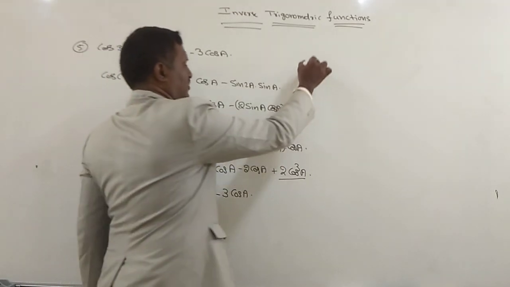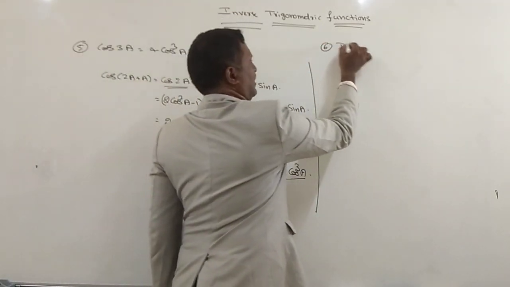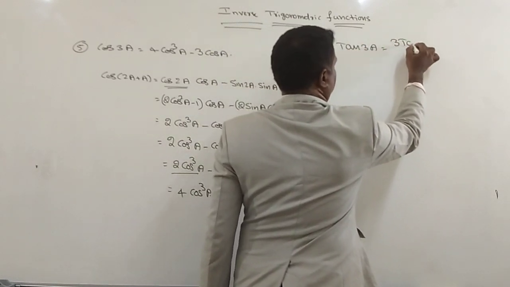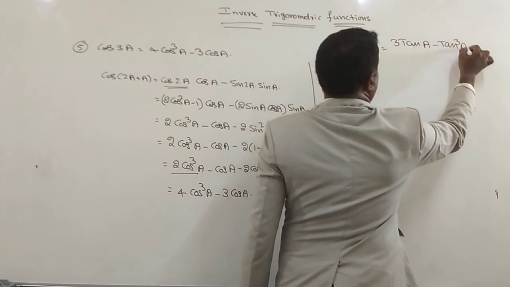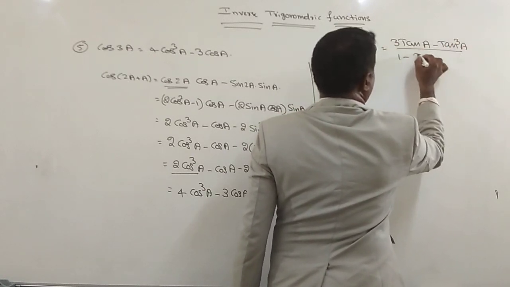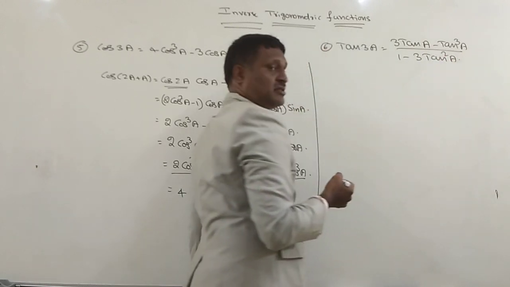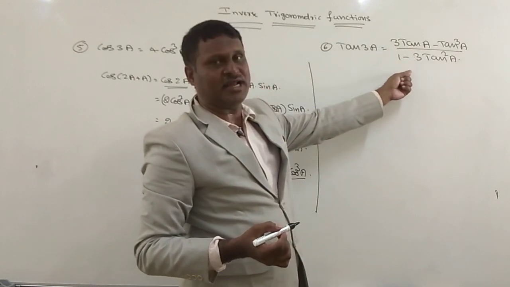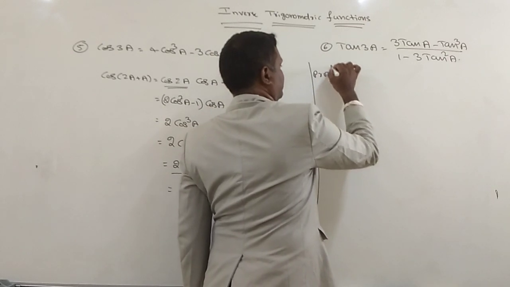Then next, tan 3a. There is the formula: tan 3a equals 3 tan a minus tan cube a divided by 1 minus 3 tan square a. Now proof, observe how to do it.